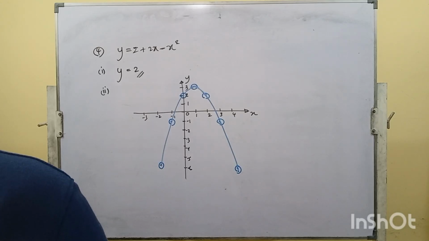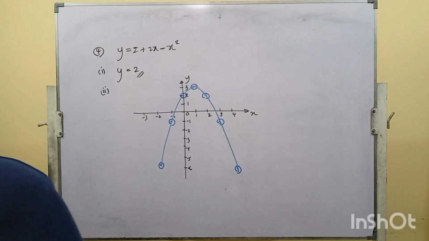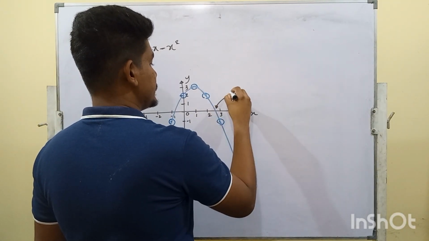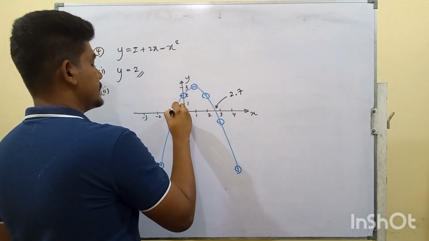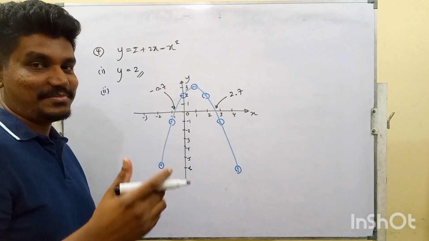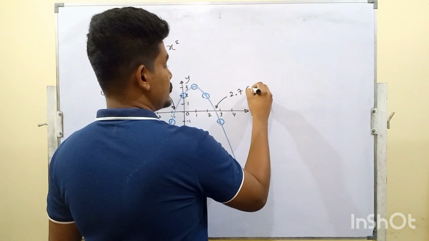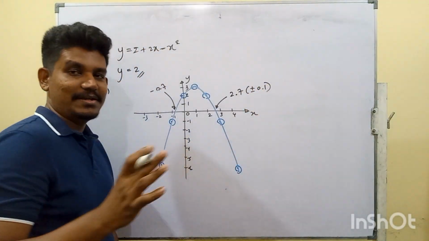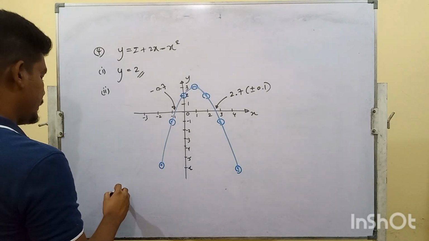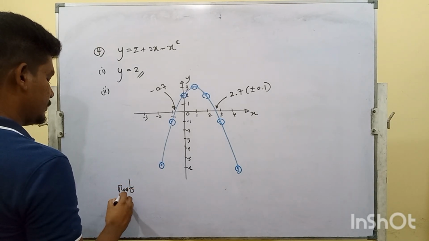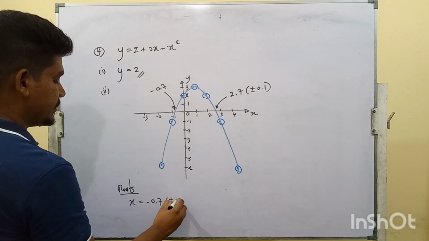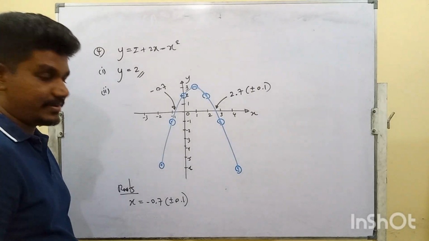Then part B, Roman number 1. Using the graph, find the roots of the function. If they ask me the roots, these are the roots. This should be plus 2.7 and this should be minus 0.7. Those are the roots, but there's an allowance of plus or minus 0.1, which is acceptable. So you can write the roots: x equals minus 0.7, which can be tolerated with plus or minus 0.1.